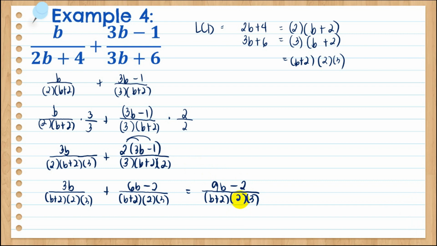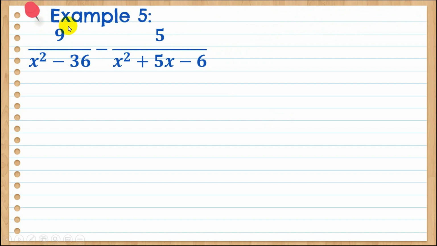So, wala naman na tayong pwedeng makancel. Kaya, this will be our final answer for our example number 4. Okay, down to our final example. We have 9 all over x squared minus 36 minus 5 all over x squared plus 5x minus 6. So, first step is to find the LCD, and in this way din po, malalaman natin kung paano nga ba natin pwede i-rewrite itong ating dalawang RAE.